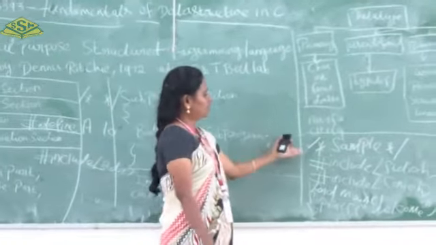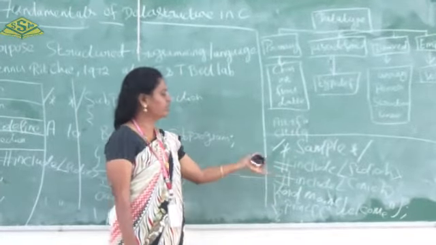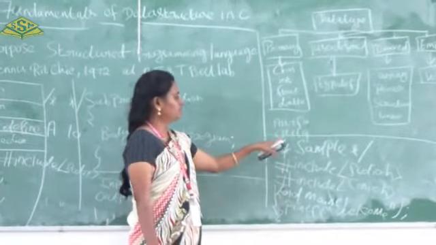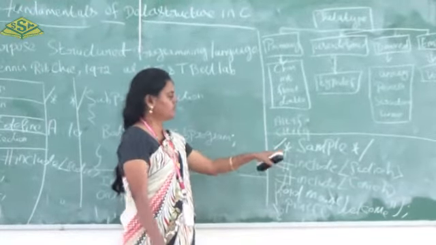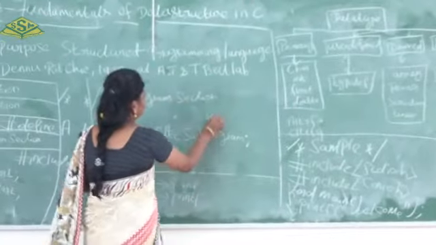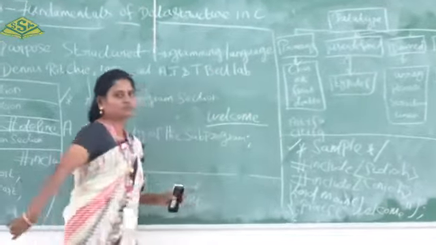Then we have to save the program. Then Alt F9 is used for compiling the program. And finally to run, we press Control F9. If we run this program, in the run window we will have this statement.